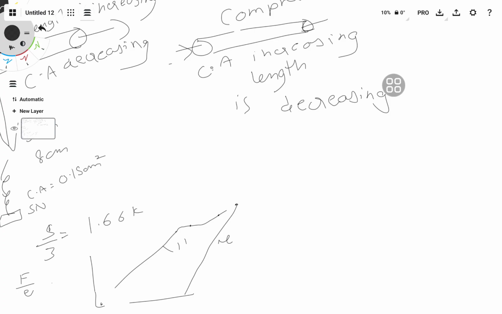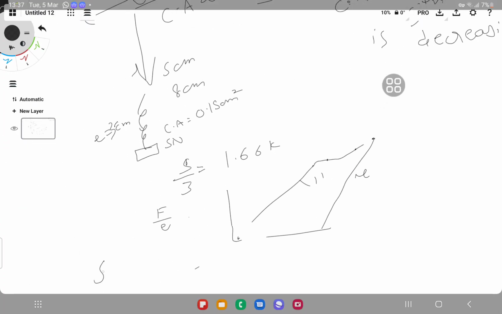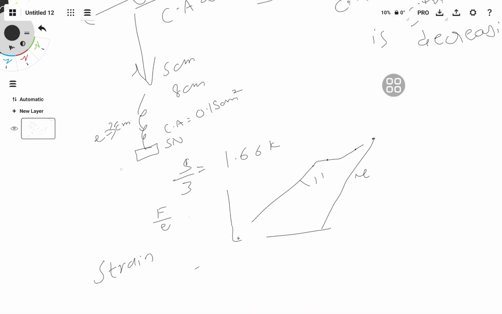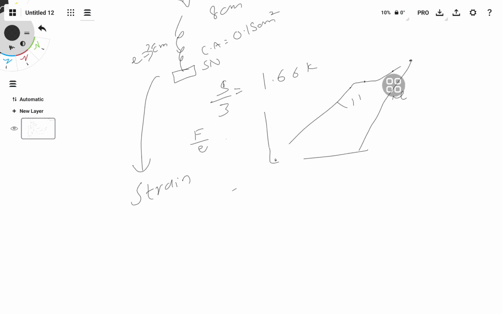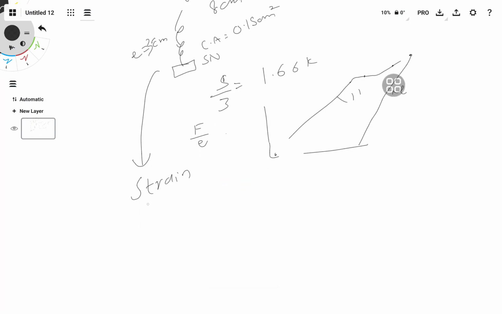Okay, we have done till now. Let's talk about strain, which is related here. Strain is basically the extension divided by original length.